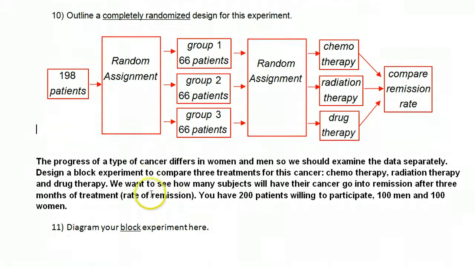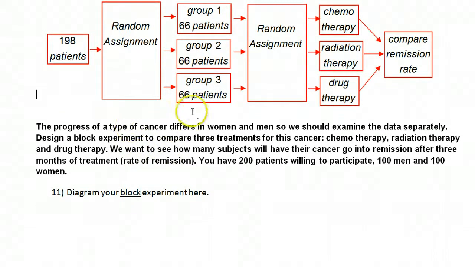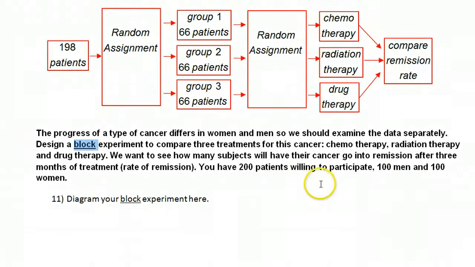Now, the progress of a type of cancer differs in women and men. So we should examine the data separately. Design a block experiment to compare 3 treatments for this cancer, same as before. And we still want to check out the remission rates, right? So basically we're doing the same thing, only with blocks.